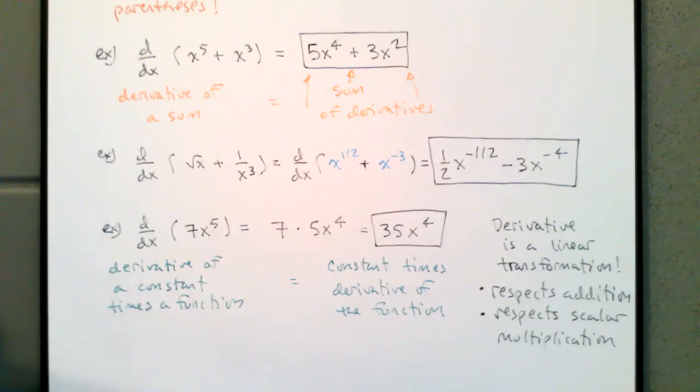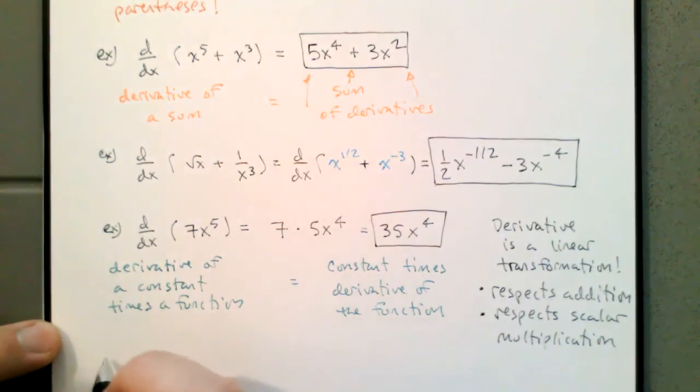Some things that don't apply. The derivative is a linear transformation, which means the derivative of a sum is a sum of the derivatives. The derivative of a constant times a function is a constant times the derivative of the function, but the derivative of a product is not the product of the derivatives.